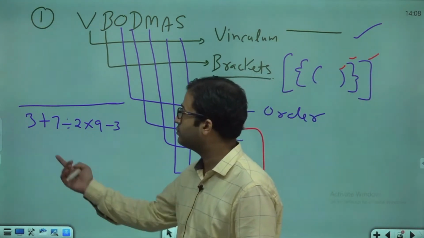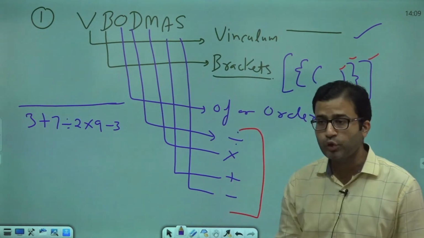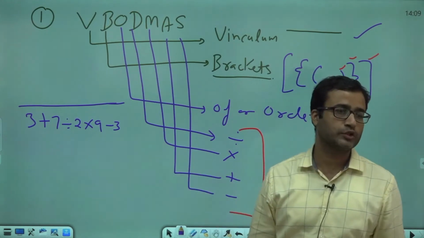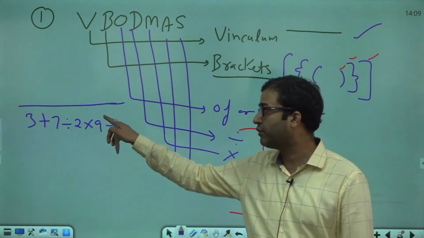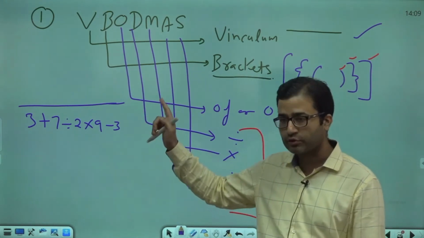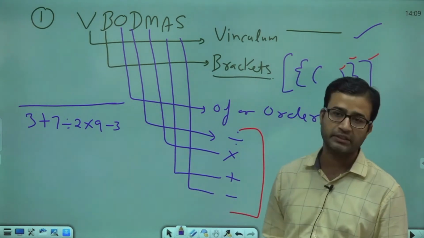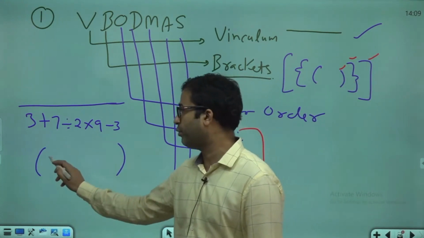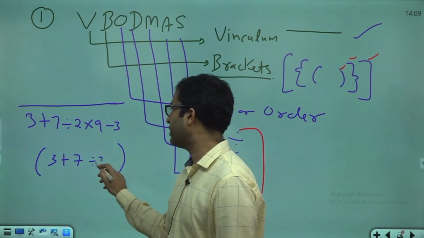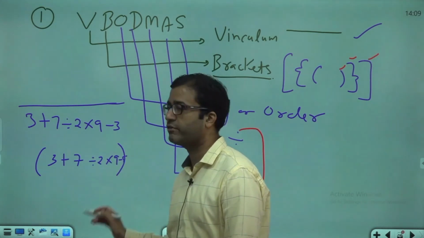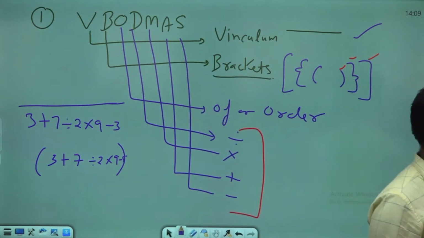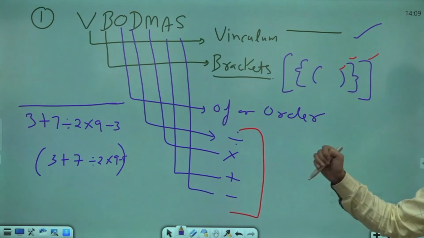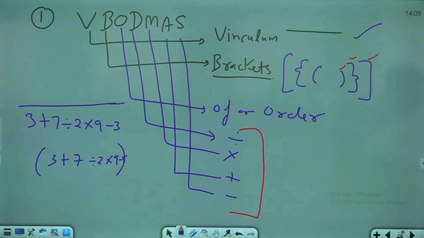I have seen some students solve left to right. The rule here is that when we remove the vinculum bracket, under it also we have to follow the same sequence. First you solve the division, then the multiplication, then addition, then subtraction. Similarly, if in a small bracket we have this type of calculation, 3 plus 7 divided by 2 multiplied by 9 minus 5 or any other thing, when we remove this small bracket, inside the bracket also we have to follow the same sequence: division, multiplication, addition, subtraction.